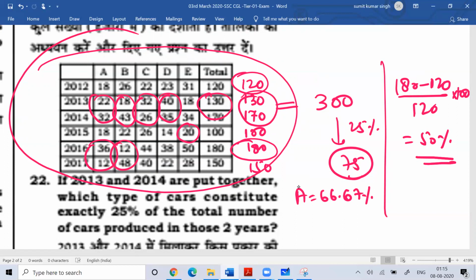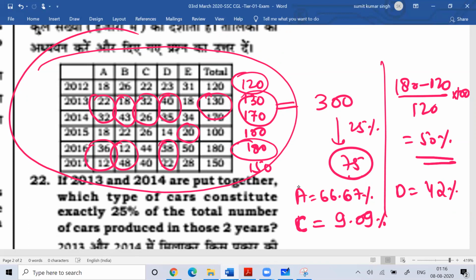Then B is an increase. They are asking for decrease, so ignore it. Then C is a decrease of 4 on 44. 4 by 44 means 1 by 11, which is 9.09%. Then D is 22 means 16 degrees. This is 16 on 38, which means 8 by 19. 8 by 19 means 800 by 19, which is about 42% decrease.